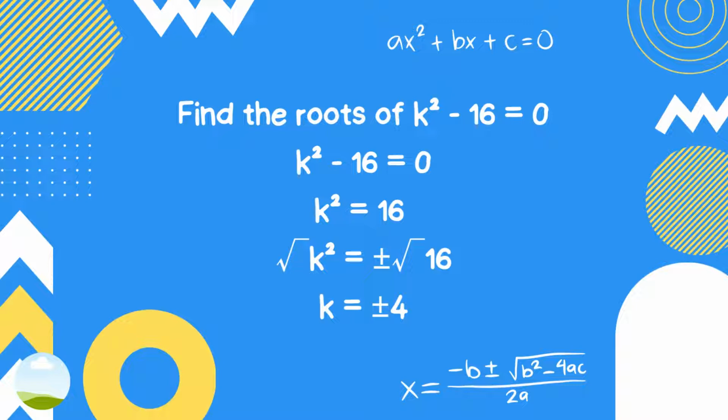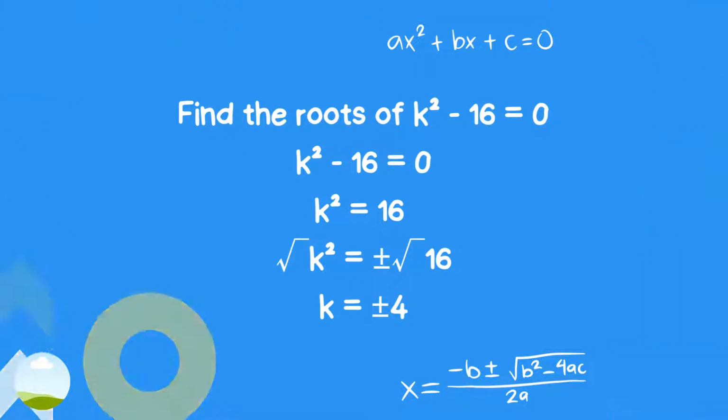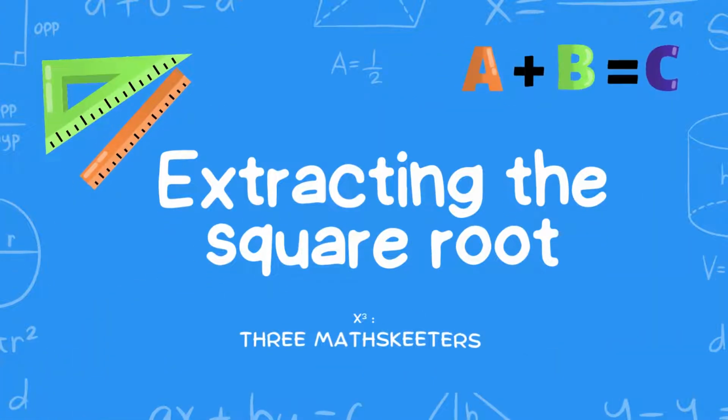Then we will just find the square root of both sides of the equation. The square root of k squared is k, and the square root of 16 is 4, making it k equals positive or negative 4. Therefore, the roots or solution of the quadratic equation k squared minus 16 equals 0 are positive 4 and negative 4.